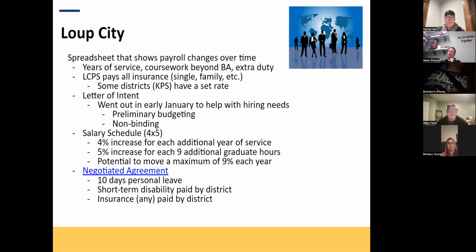I did include a little bit about our salary schedule. We're a 4x5. So a 4% increase for each additional year of service and 5% increase for each 9 additional graduate hours. We do have the caveat that you have to have your master's in order to move over more. And then you can only move a maximum of 9% each year. So even if you take a whole bunch of graduate classes, you can only pop over one, which I think a lot of districts have.